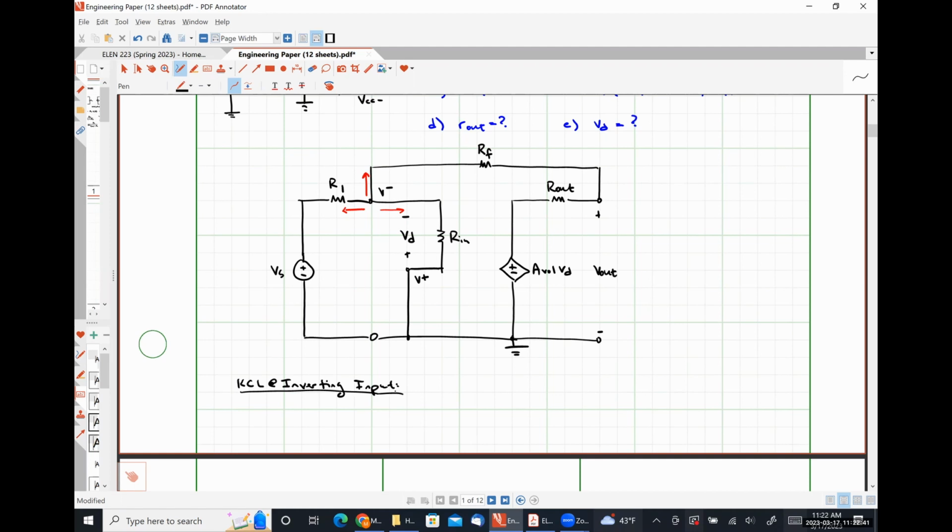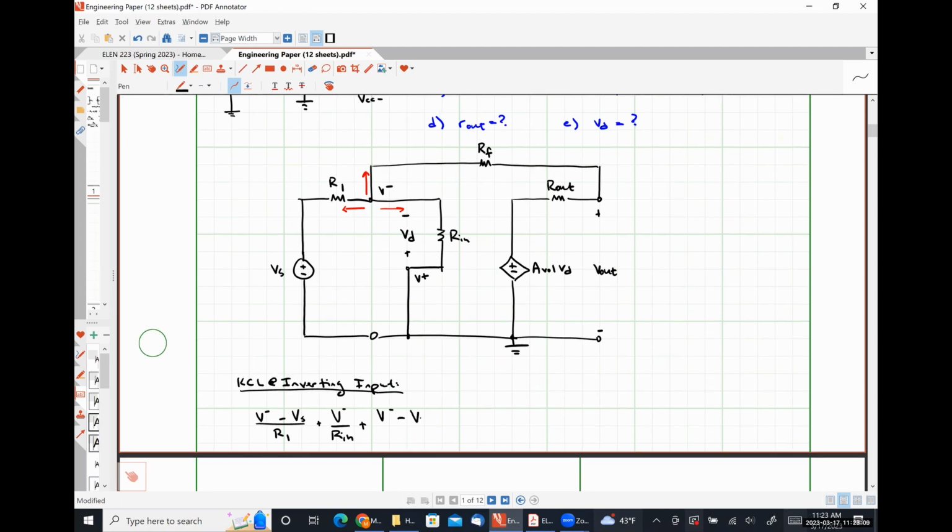And so I'm going to have (V minus Vs) over R1 plus (V minus 0, since V plus is 0) over Rn plus (V minus minus V out) over Rf is equal to 0. So there's my KCL equation at my inverting input terminal.